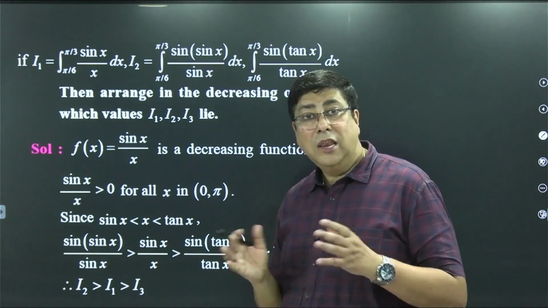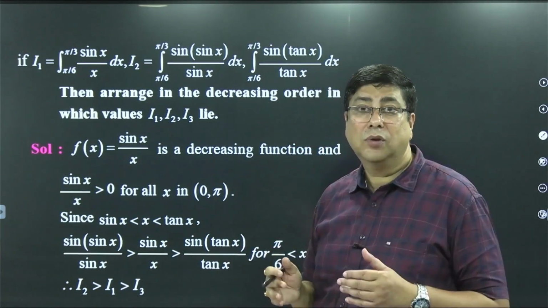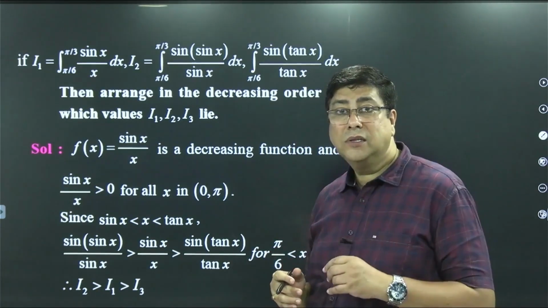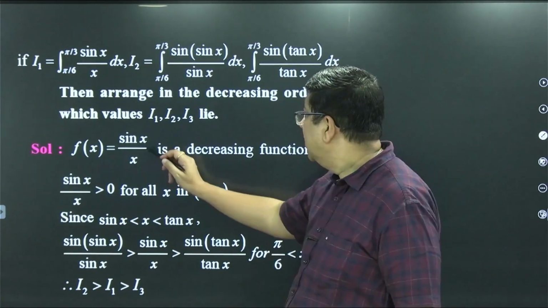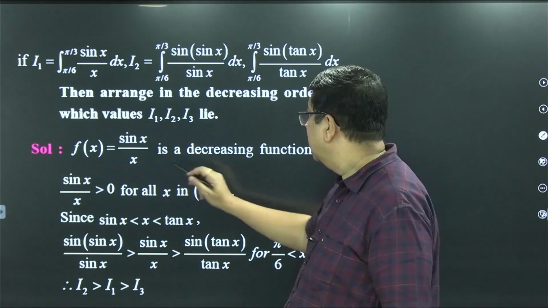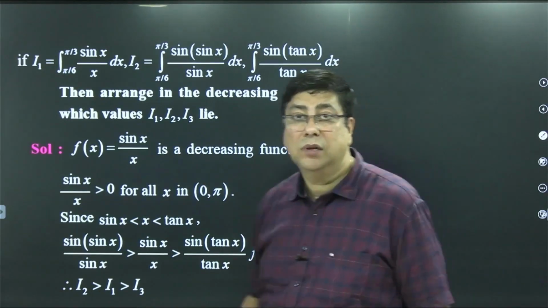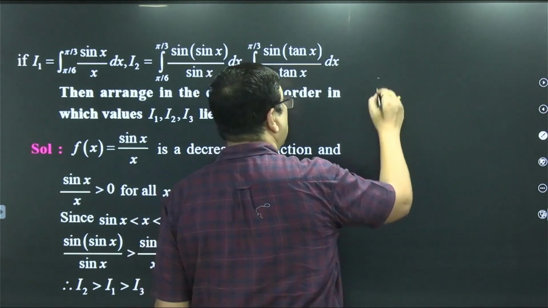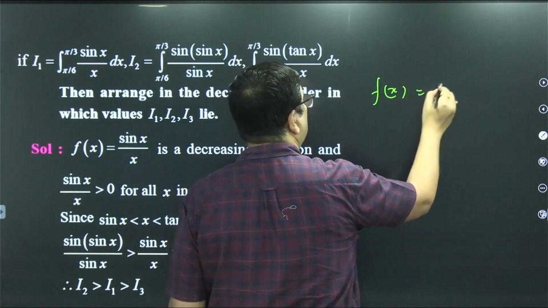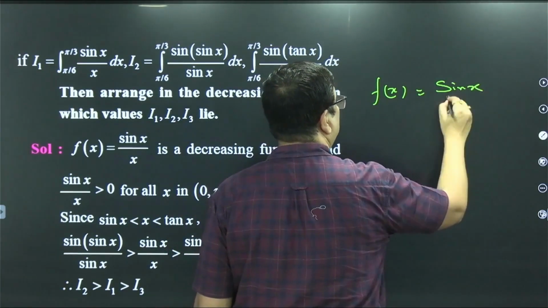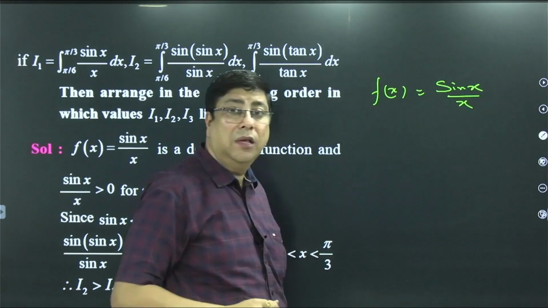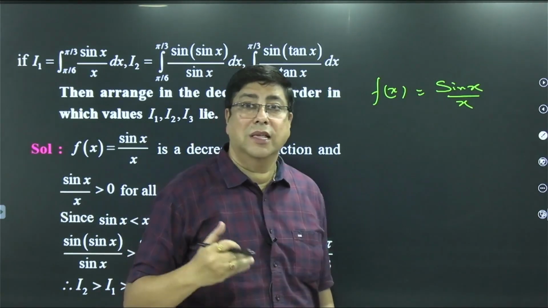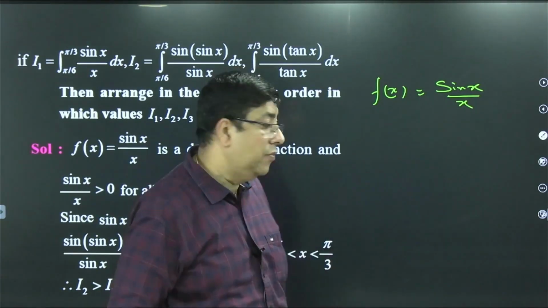So let's solve it another way. We can solve by area method, but here let us solve using increasing decreasing function. So first of all, f(x) equal to sin x by x is the decreasing function. How can we say that this is the decreasing function? We know that f(x) equal to sin x by x. Remember one thing here, if f dash x is less than 0, the function is a decreasing function.